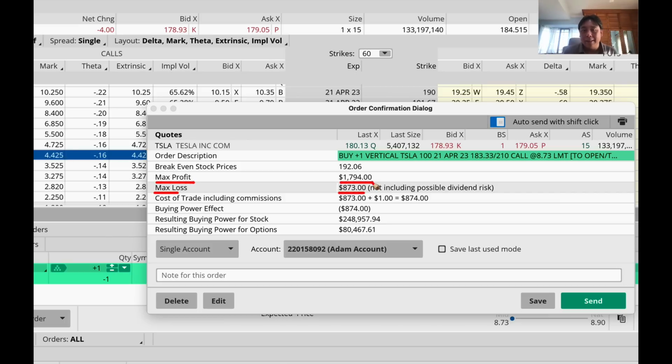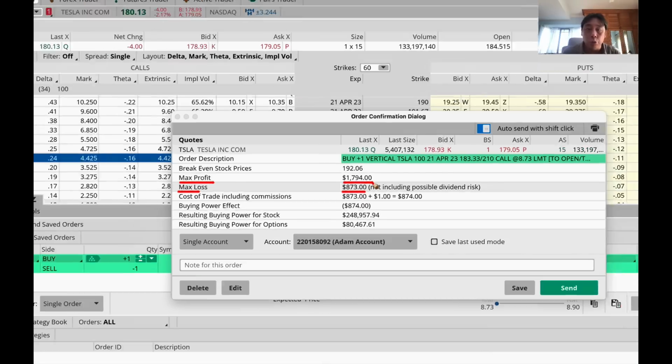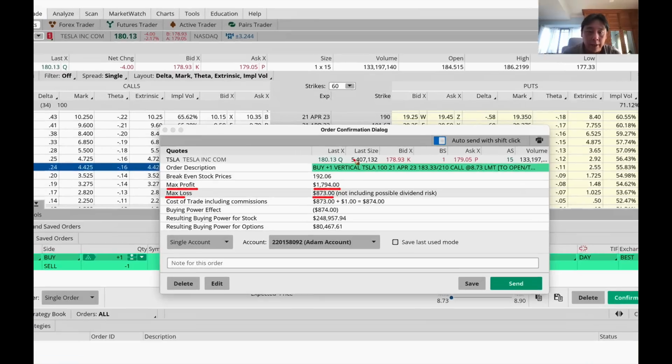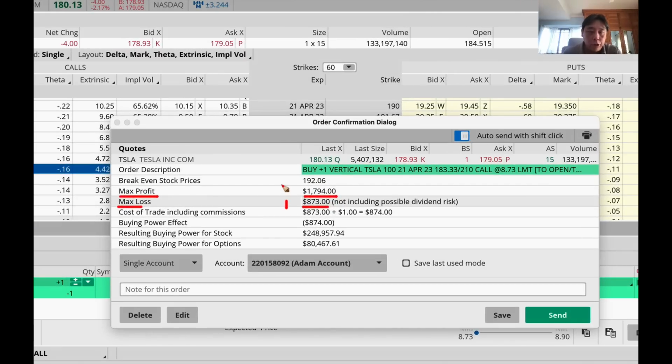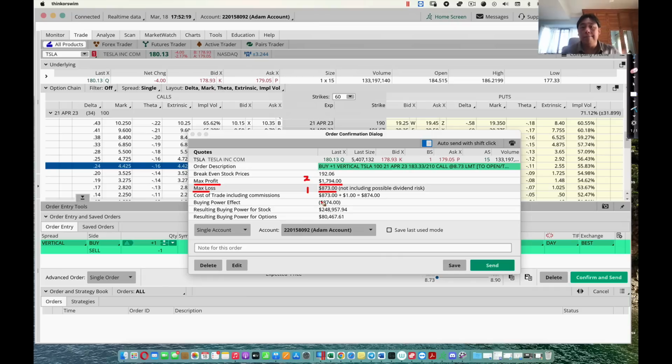Is that a good deal? Again, in trading, you always want to risk, ideally, $1 to make more than $1. Okay, so if you take 1,794 and divide it by 873, you can see it's roughly 1:2, which means you're risking $1 to make $2. So that's a reasonably good risk to reward ratio.